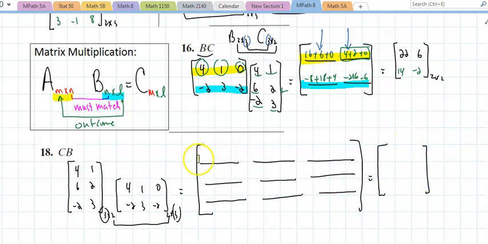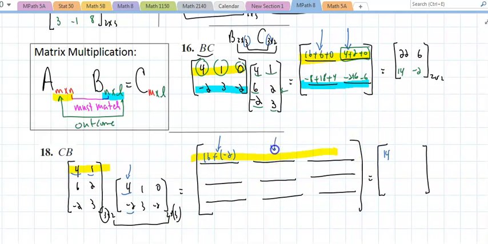And how does it work? To generate the first row, I use the first row. If I want the first entry, I use the first column. And the ordering, 4 times 4 plus 1 times -2. That right there is a 14.